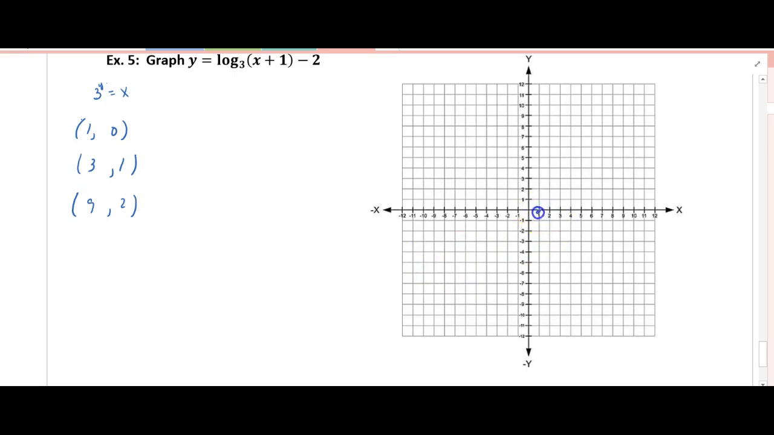So I'm going to plot this parent function quickly. So you have 1, 0, 3, 1, and then you have 9, 2. So right now, this is your parent function, and that's pretty ugly. Let me try and fix that. So you have it come down here, and then that's a little better. So now I know this tells me I'm going to go left 1. This tells me I'm going to go down 2. So I'm going to go to each ordered pair here. I'm going to go left 1, down 2. Then left 1, down 2. Left 1, down 2. And now I can graph that function.